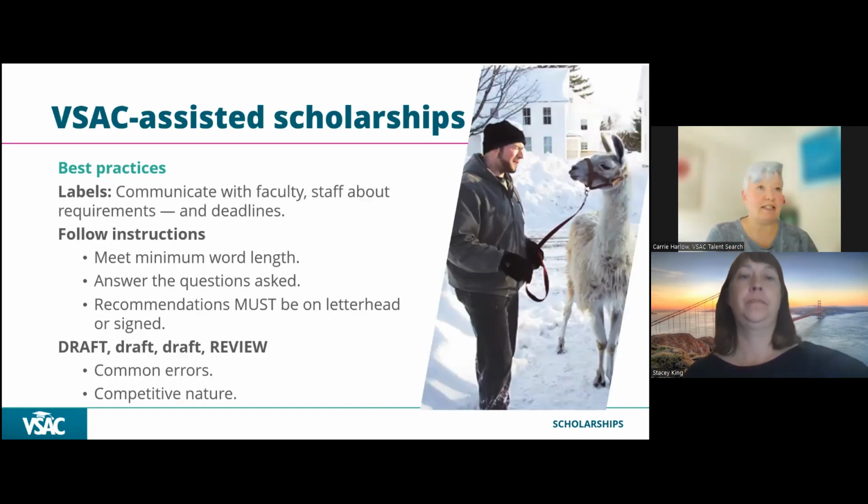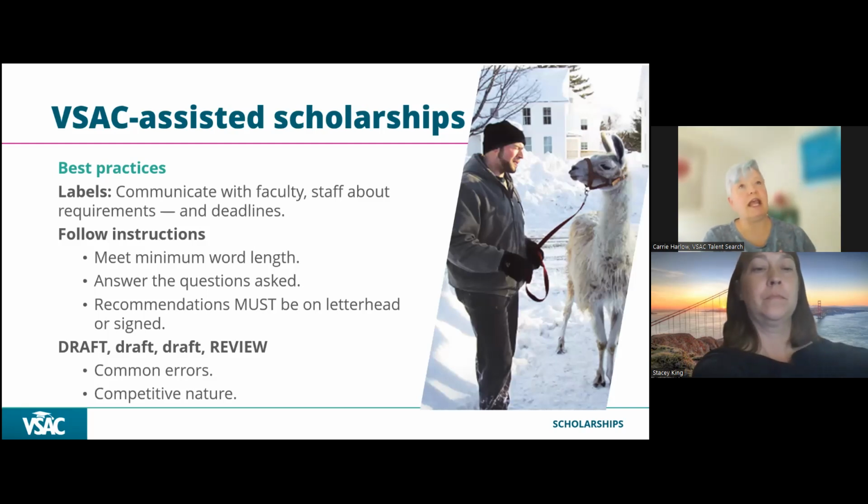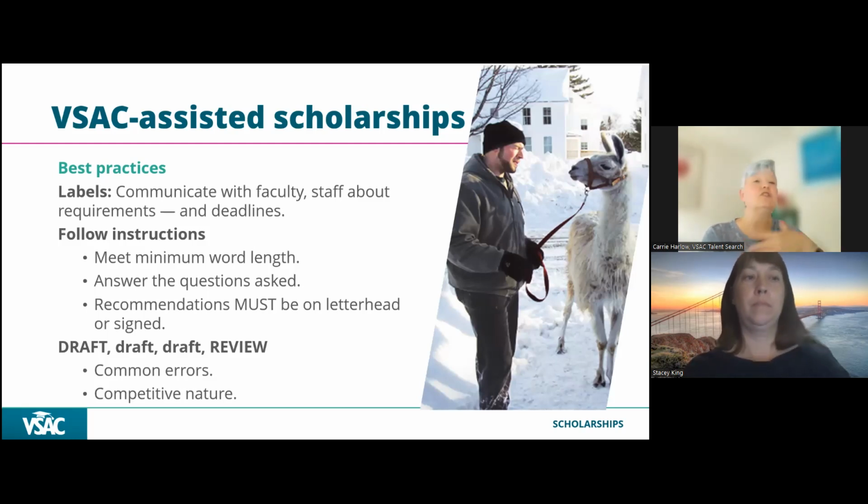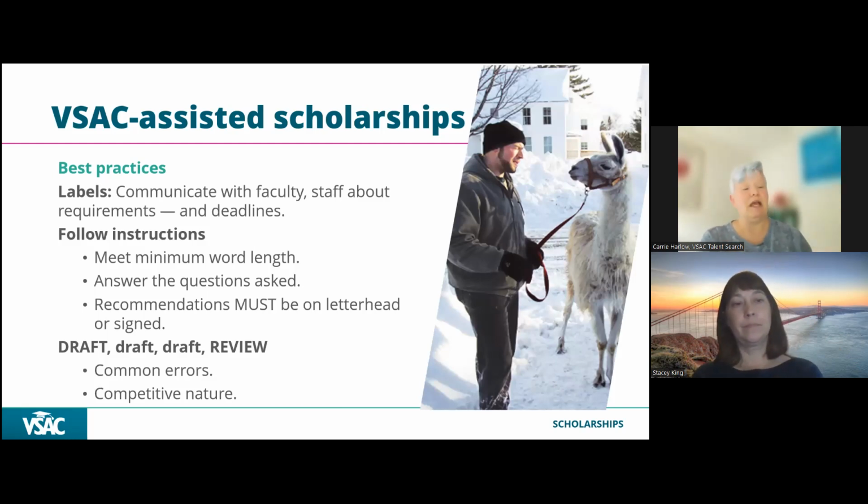So let's talk about best practices. Really important to communicate with faculty and staff about labeling requirements as well as deadlines. I think sometimes people, when students are asking, they don't always give all the information that's needed. You can actually make a copy of that page in the VSAC scholarships book that shows an example and the layout that we need. When we receive about 25,000 pieces of mail, electronically or by paper, and we're trying to figure out whether this is recommendation 1 or recommendation 2, it's really helpful to have that right there where we can see it and have it labeled.